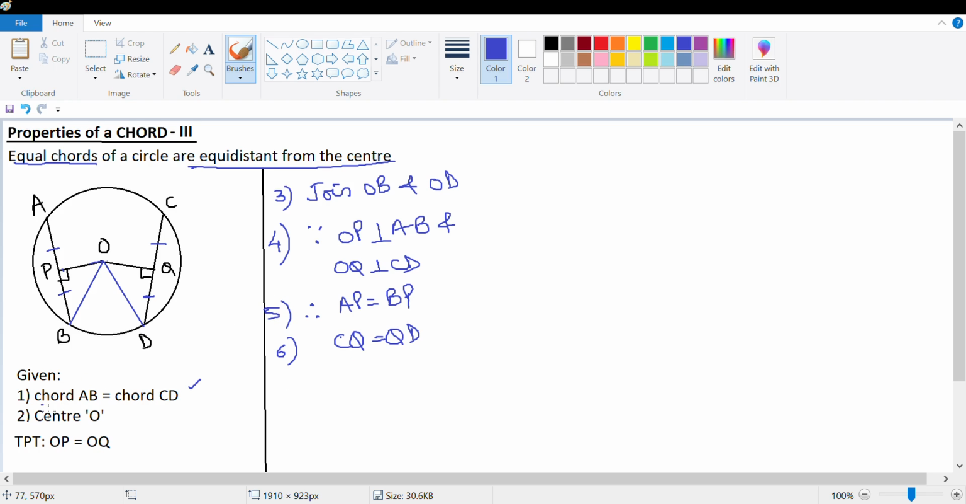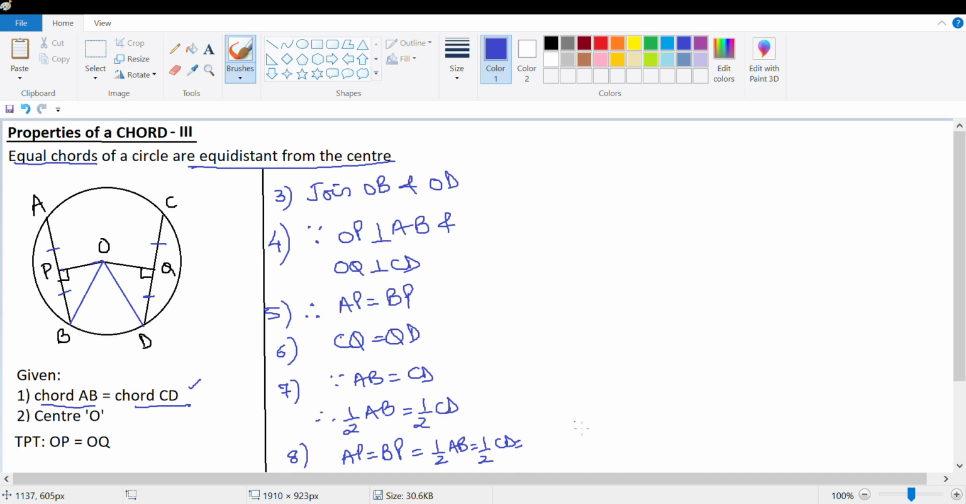What is already given is AB and CD are equal, which means since AB is equal to CD, therefore half of AB is equal to half of CD. In this case, half of AB is AP, which is also equal to BP. Half of CD is CQ, which is also equal to QD. So we have all these four sides equal: AP, BP, CQ and QD, all of them are equal.